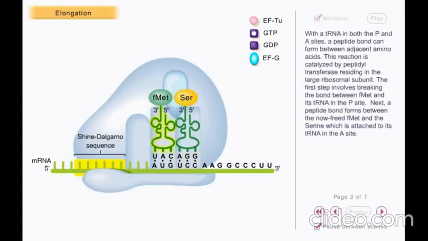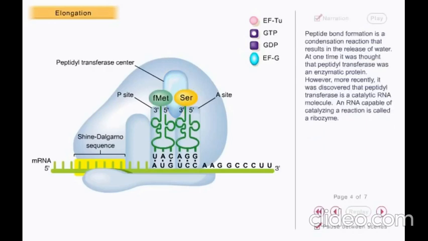With a tRNA in both the P and A sites, a peptide bond can form between adjacent amino acids. This reaction is catalyzed by peptidyl transferase residing in the large ribosomal subunit. The first step involves breaking the bond between FMET and its tRNA in the P site. Next, a peptide bond forms between the now freed FMET and the serine which is attached to its tRNA in the A site. Peptide bond formation is a condensation reaction that results in the release of water.